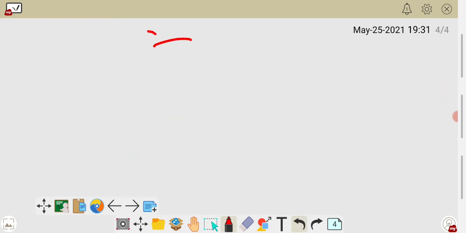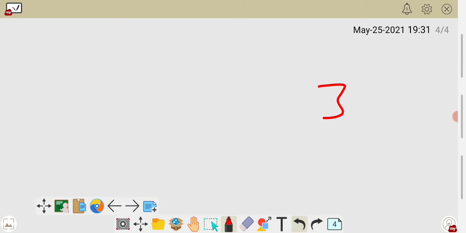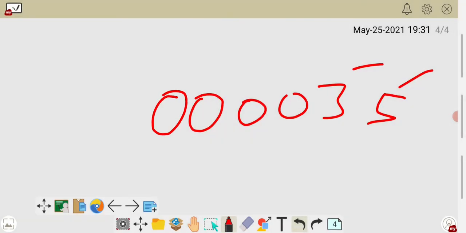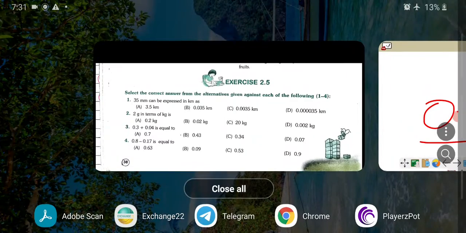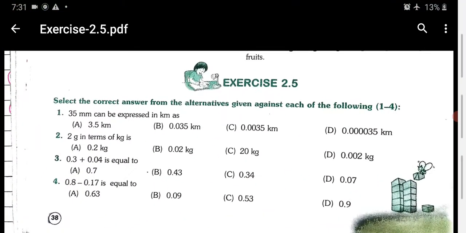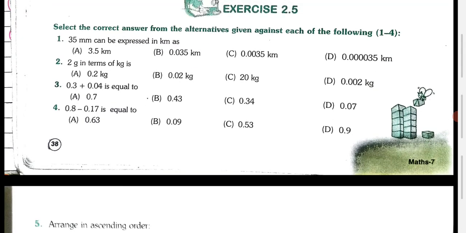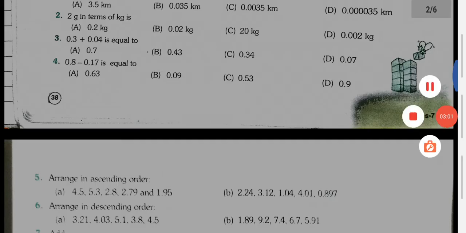So 35 as it is. Now you have to put the zeros after 6 digits. So right here, 1 2 3 4 5 6. So you have to put your decimal here. So it is your correct answer. Now come to the question. 35 millimeter can be expressed in kilometer. When you convert millimeter into kilometer, you have to divide it by 1 followed by 6 zeros. So it is 3.5. Now I'm writing here, it is 3.5.